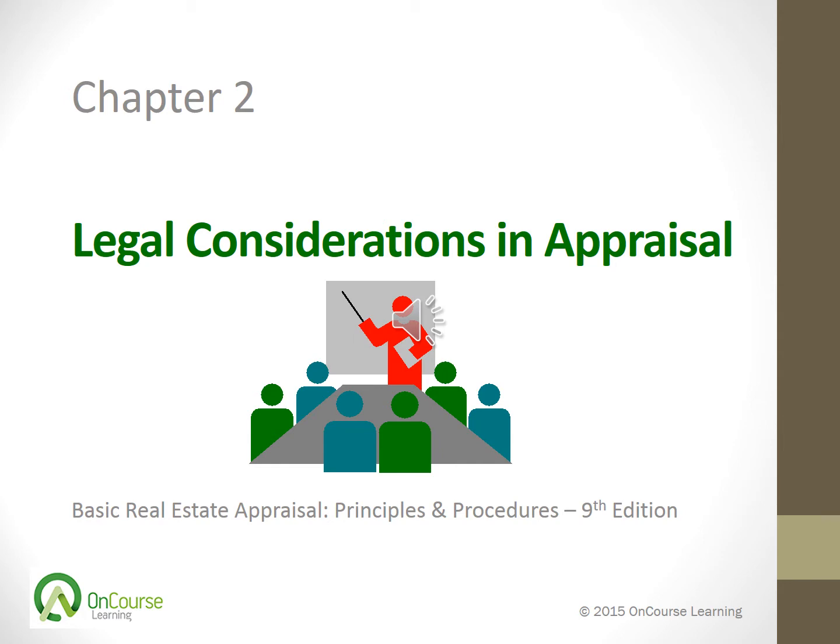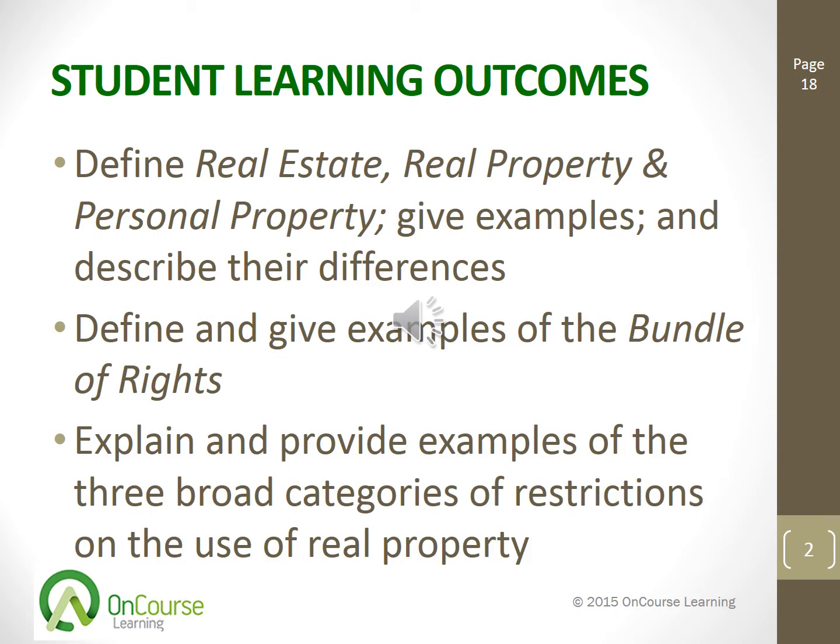Next slide, please. Well, your student learning outcomes are pretty well defined in the textbook at the beginning of the chapter. We'll want you to be able to define real estate, real property, and personal property, and give examples and describe their differences, which I will do for you. Define and give examples of the bundle of rights. Most of you should have had principles prior to this and know a little bit about the bundle of rights already. And you should be able to explain and provide examples of the three broad categories of restrictions on the use of real property.